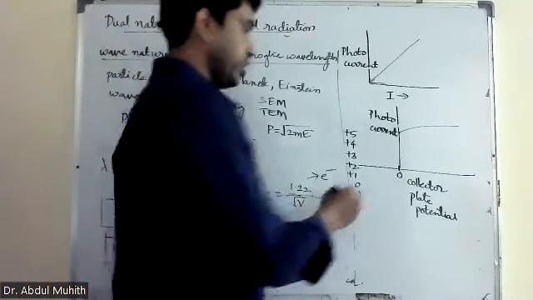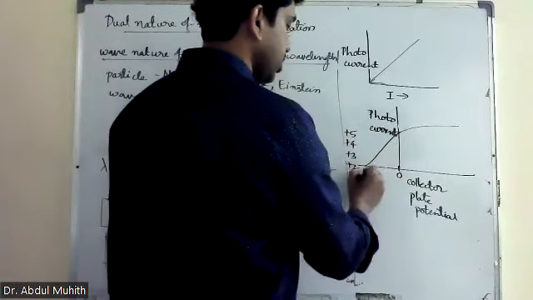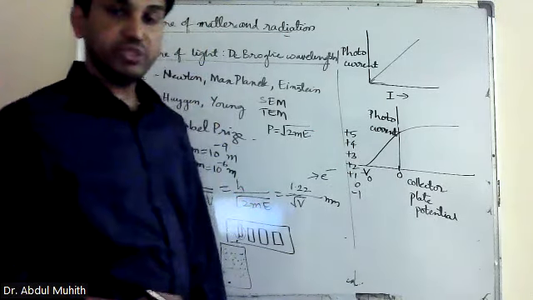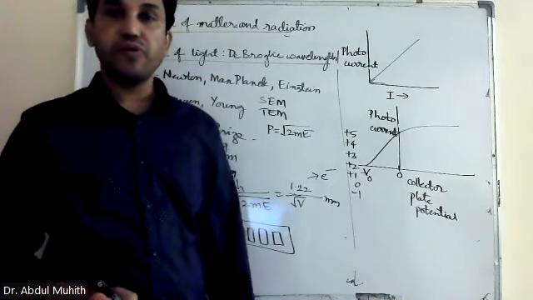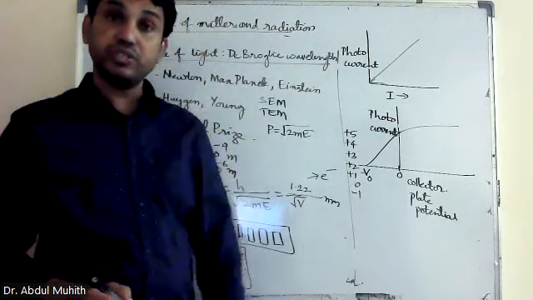Now, what happens if you start making it negative? At a particular point, the current will become 0. This is said to be minus V0. Is that clear? That minus V0 is known as what? Minus V0, stopping potential. Stopping potential.